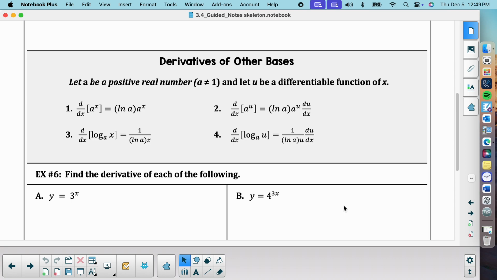Okay, let's do the examples down below, which I think we should go through pretty quick, but we'll find out.